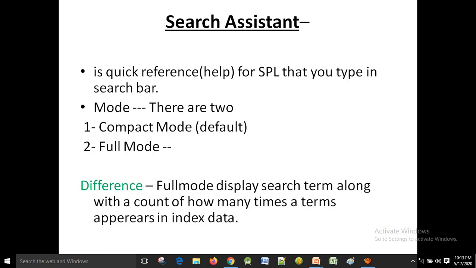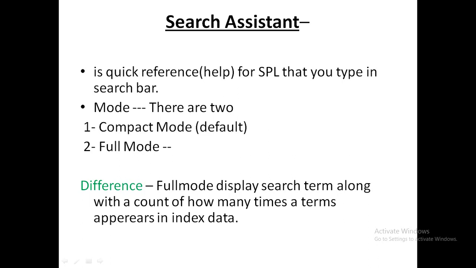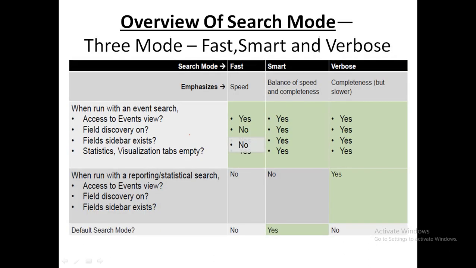My next topic is, yeah, that is the difference. Full mode displays the search term along with a count of how many times a term appears in the index data. Now the next topic is the search mode.